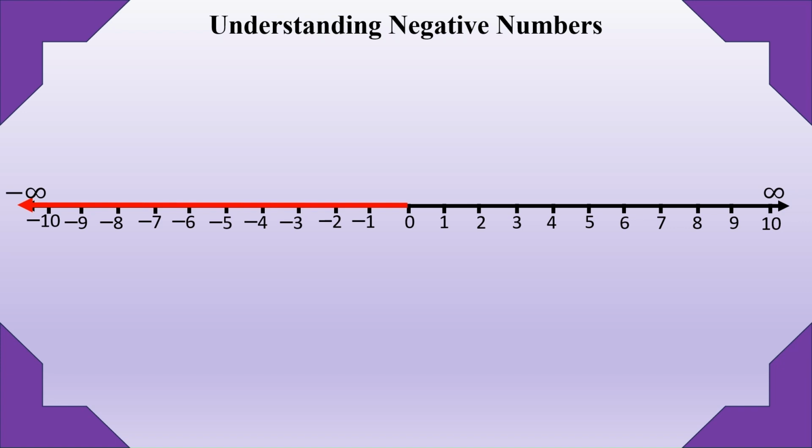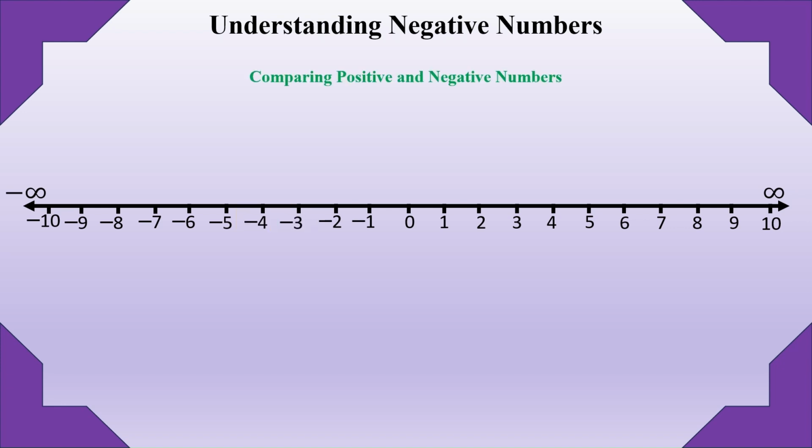Let's take two numbers on the right side, that is 3 and 4. Now you know that 4 is greater than 3 and 3 is less than 4. 4 is called the successor of 3 and 3 is called the predecessor of 4. Let us take two negative numbers, minus 4 and minus 3. Minus 3 is the successor of minus 4 and minus 4 is the predecessor of minus 3. And minus 3 is greater than minus 4 and minus 4 is less than minus 3.